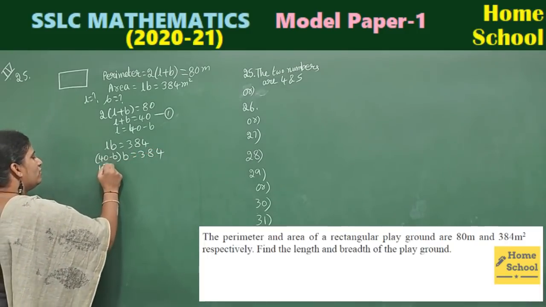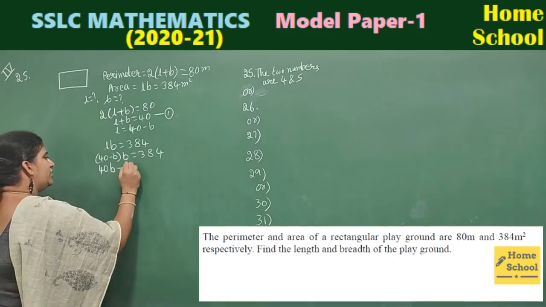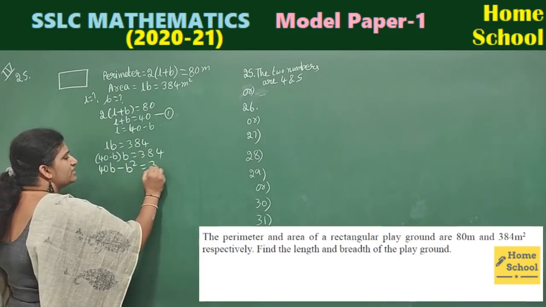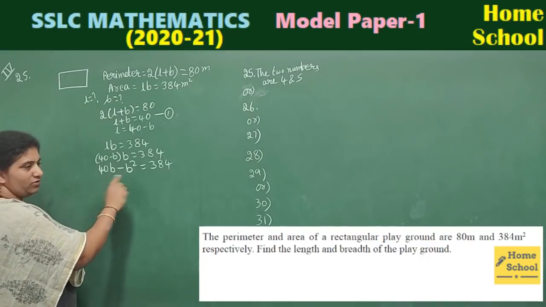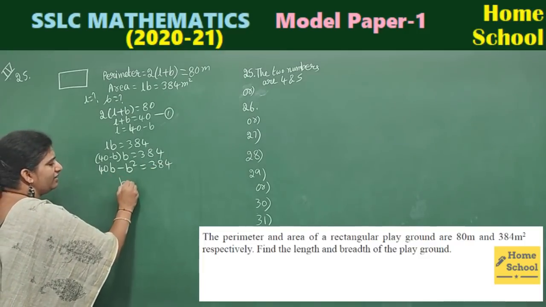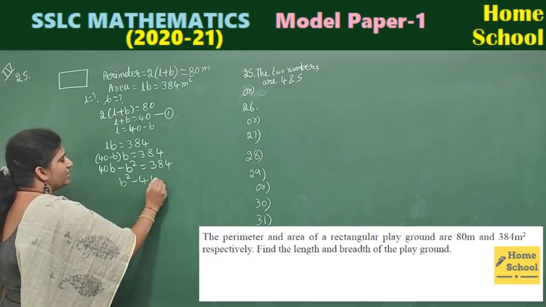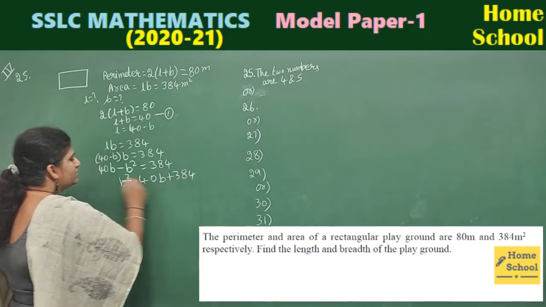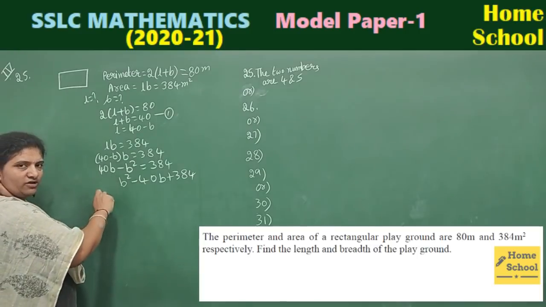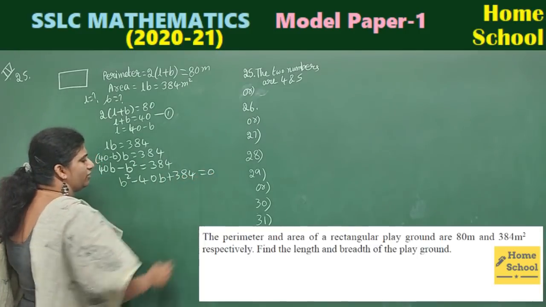Multiply. 40B minus B into B will be B square, is equal to 384. I have B square negative here, so let me send it to the other side. B square minus 40B plus 384 is equal to 0. Instead of this 384 on the right, here also you can write 0.